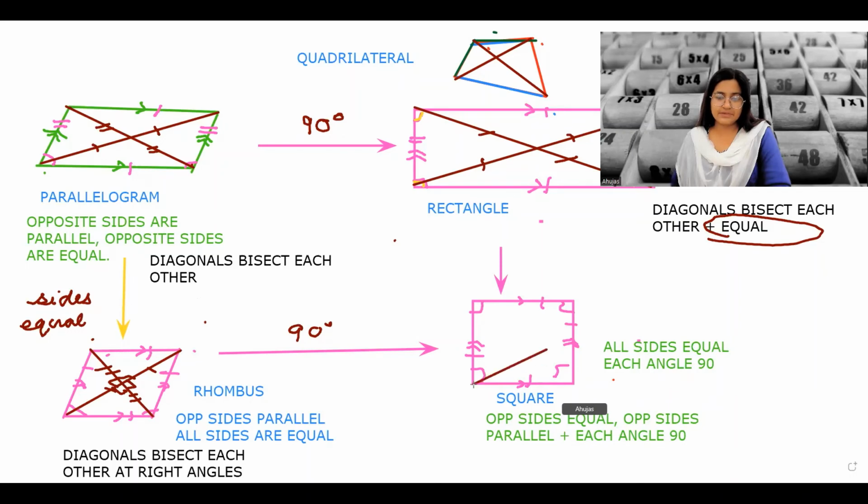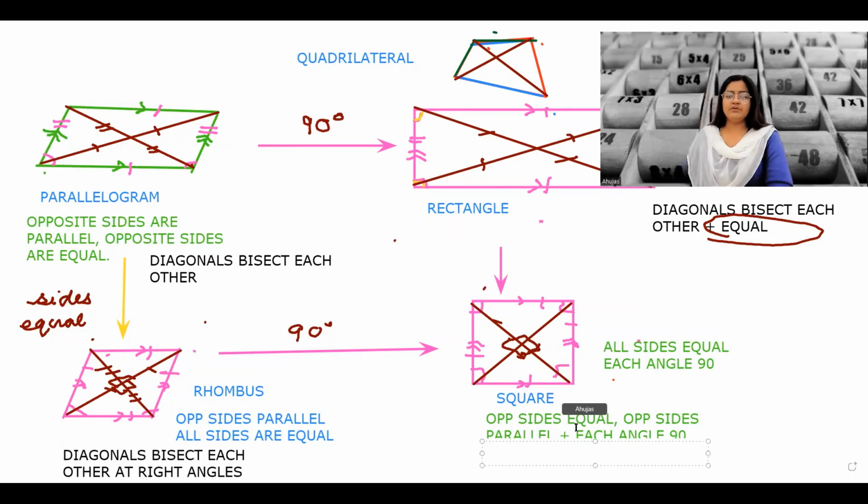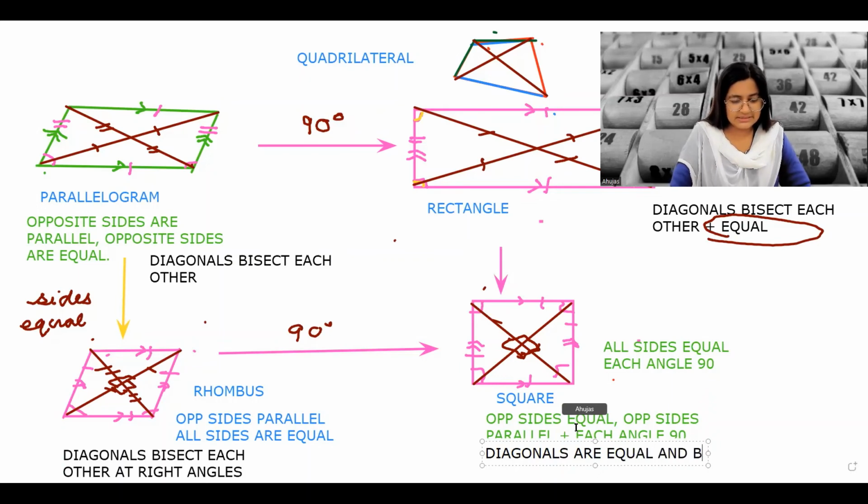What we can see here is that this is a square, and the diagonals bisect each other at 90 degrees. Both of them are equal, as well as bisecting each other at right angles. It will take all the properties from the rectangle and also from the rhombus, because all the squares are rhombuses as well as rectangles. So what we can say is that diagonals are equal and bisect each other.